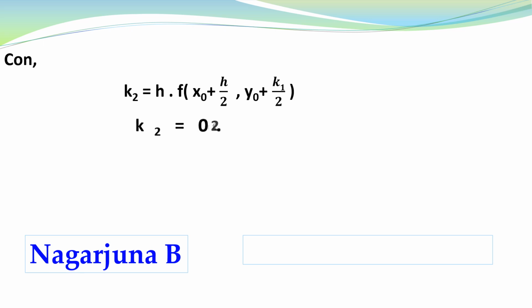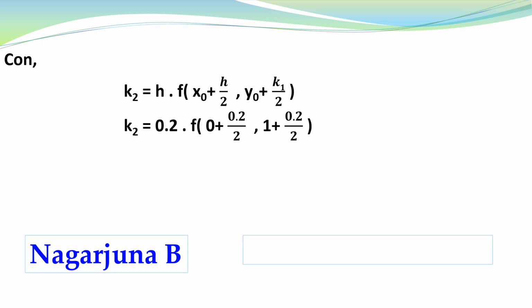Consider k2 equal to h into f of x0 plus h by 2 comma y0 plus k1 by 2. We know the value of h, x0, y0, k1. Substitute those values. Now it will be k2 equal to 0.2 into f of 0 plus 0.2 by 2 comma 1 plus 0.2 divided by 2, and simplify the terms which are present in f.